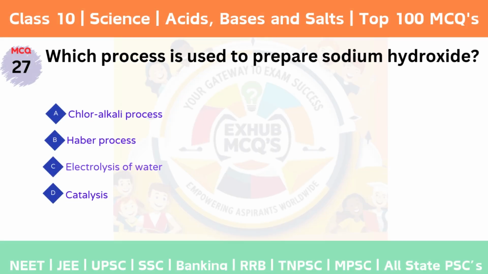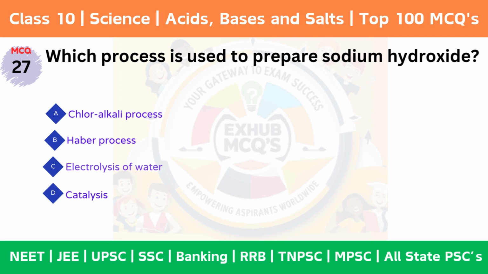MCQ 27. Which process is used to prepare sodium hydroxide? Option A, chlor-alkali process. Option B, Haber process. Option C, electrolysis of water. Option D, catalysis.